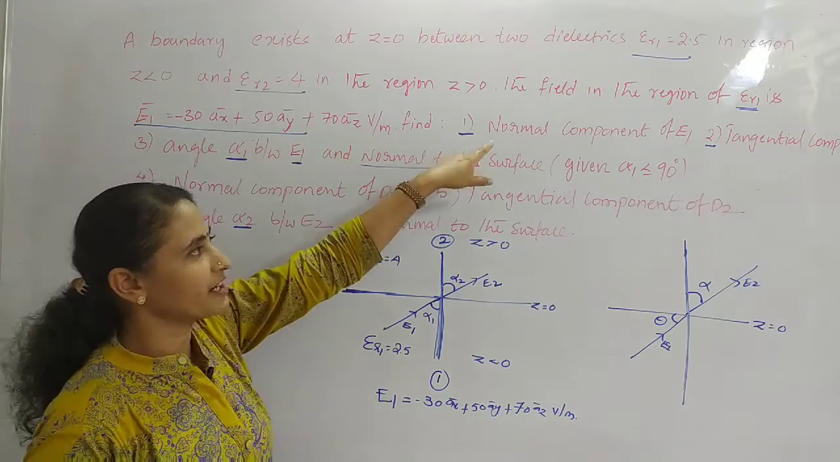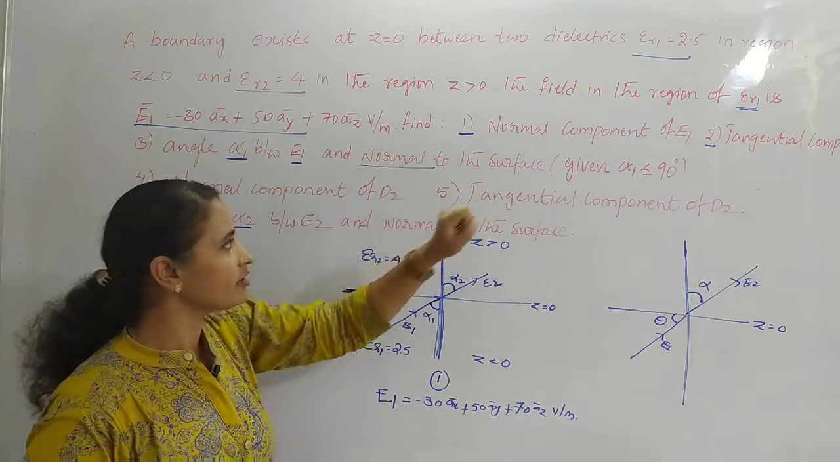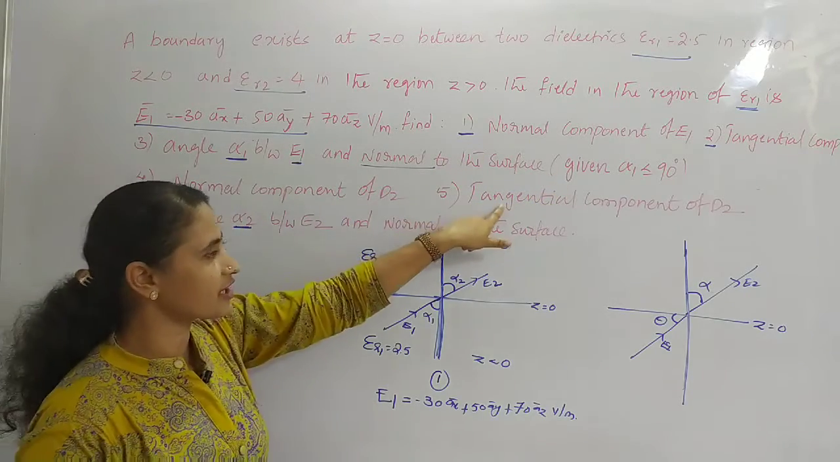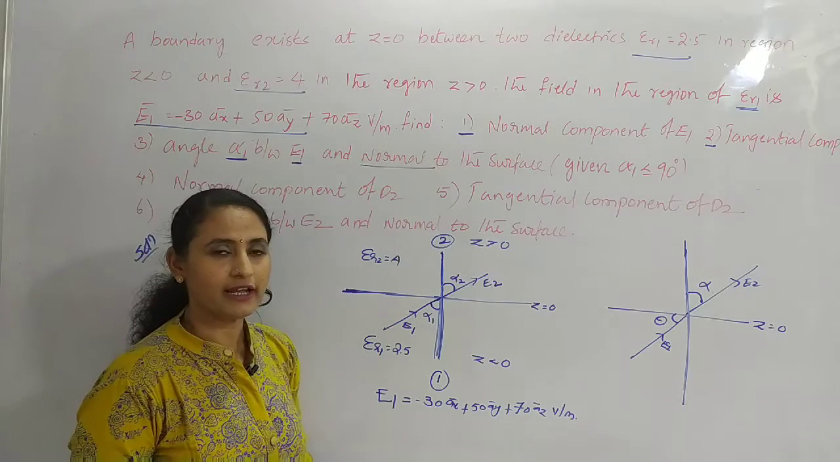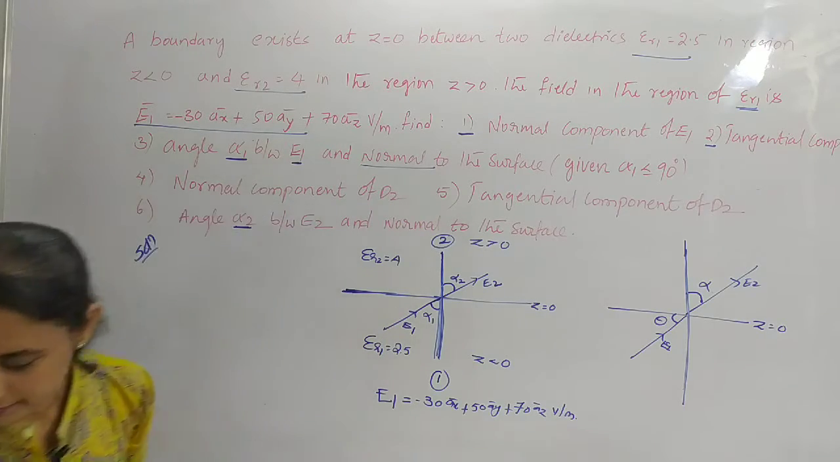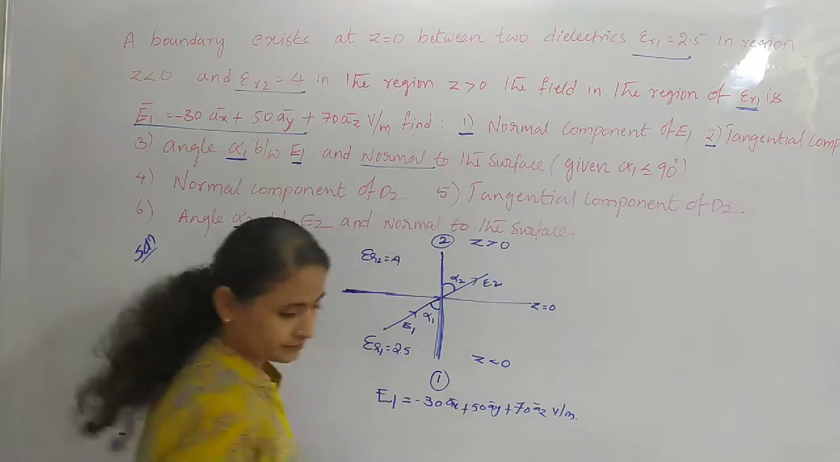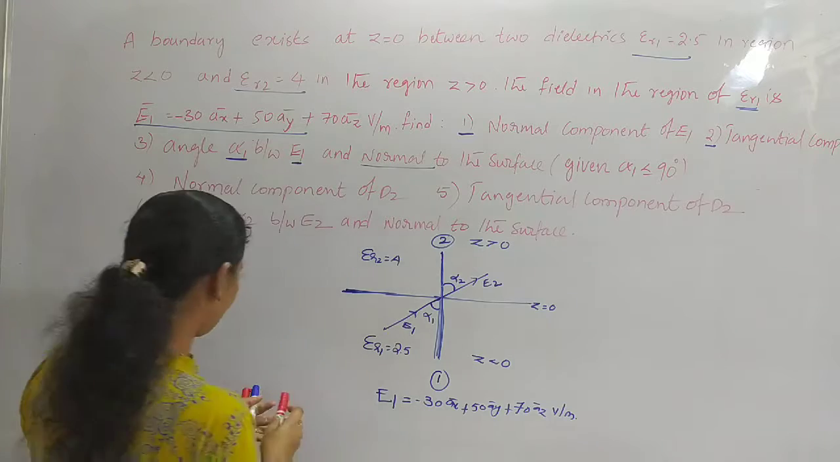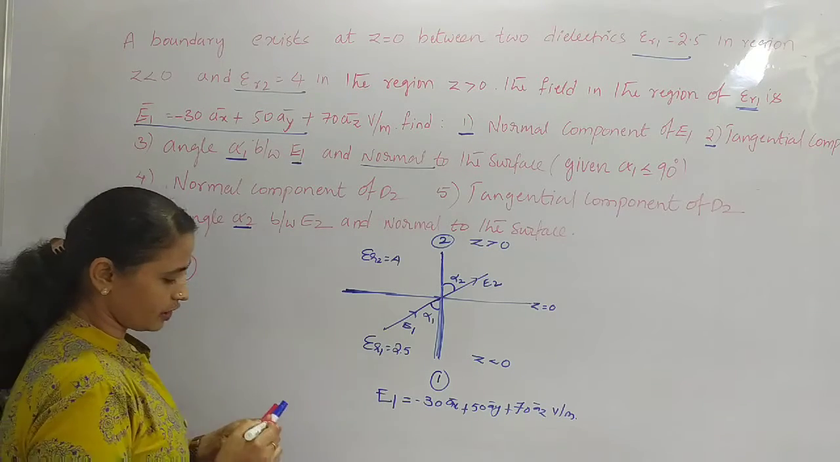There are so many things we are supposed to find in this question: the normal component of E1, E2, the normal and tangential components of E1, alpha 1, and the normal and tangential components of D2, and we have to find alpha 2. Let us solve one by one. First, let us resolve the given E1 into its tangential and normal components.